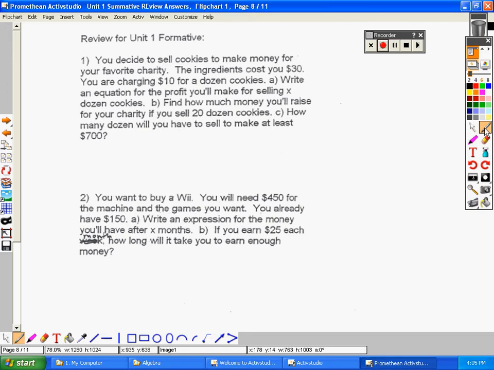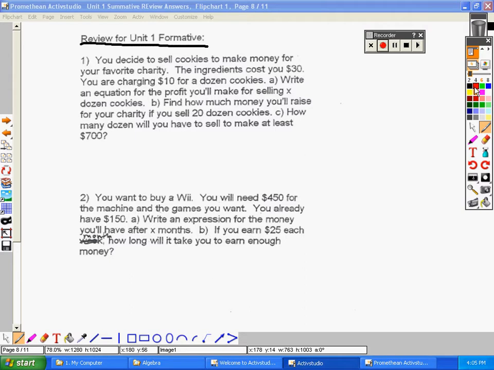This is the page that says Unit 1 Formative. This is towards the end of your packet. Just a couple examples of, hopefully you've already done these on your own, and this will just be you checking them. You decide to sell cookies to make money for your favorite charity.